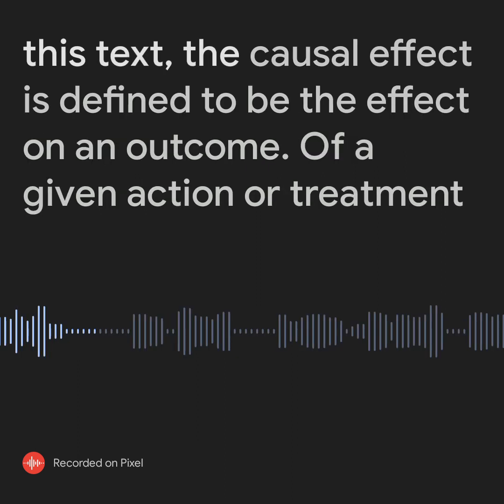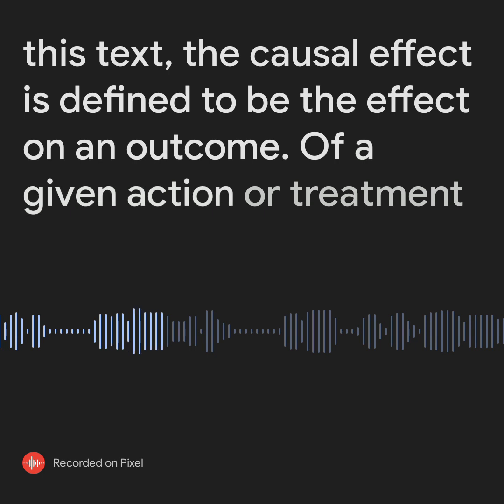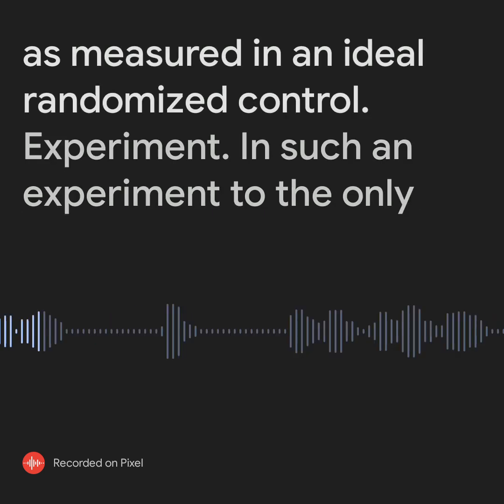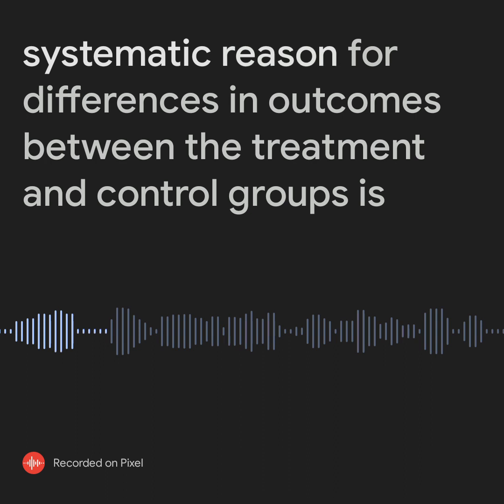In this text, the causal effect is defined to be the effect on an outcome of a given action or treatment, as measured in an ideal randomized controlled experiment. In such an experiment, the only systematic reason for differences in outcomes between the treatment and control groups is the treatment itself.